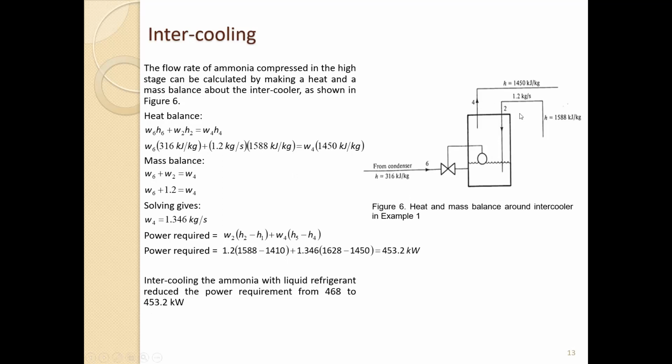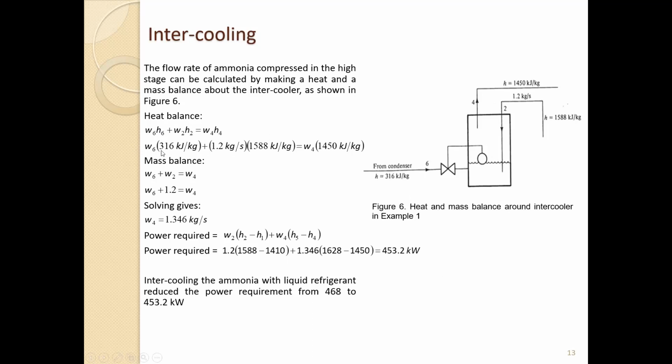So, yung H1, H3, H6 to H4, ito yung mga enthalpies niya. This is 1.2. So, from heat balance, W6, yung flow rate nito, W or mass. Dito ko na nabago yung symbol. H6 plus W2 times H3 is equal to W4 H4.